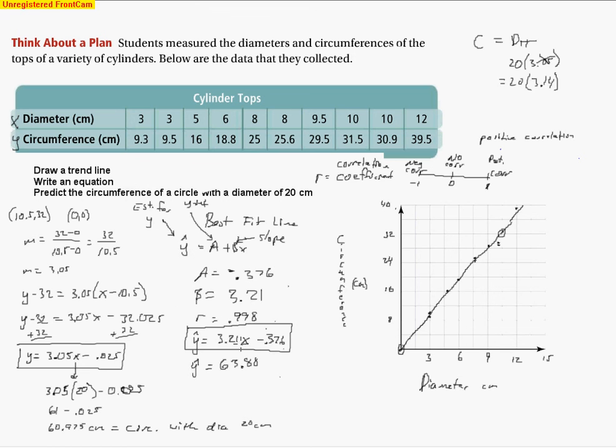Best fit is the best equation that you can come up with. Trend line is just whatever you end up coming up with depending on how you draw your line. So we can use this calculator to help us find these and then predict values, either extrapolate or interpolate, either in between values or outside the region that we have.